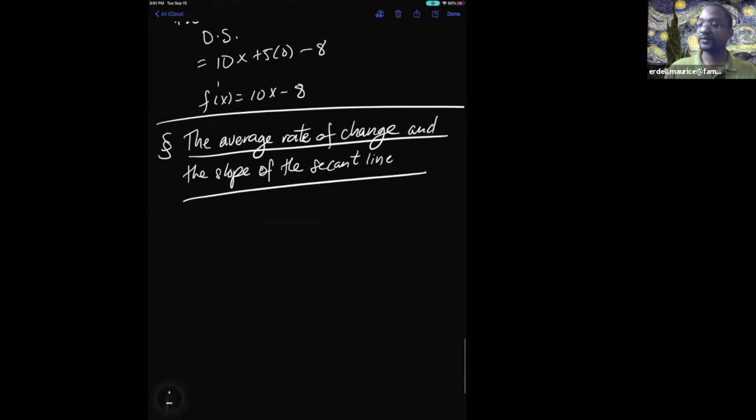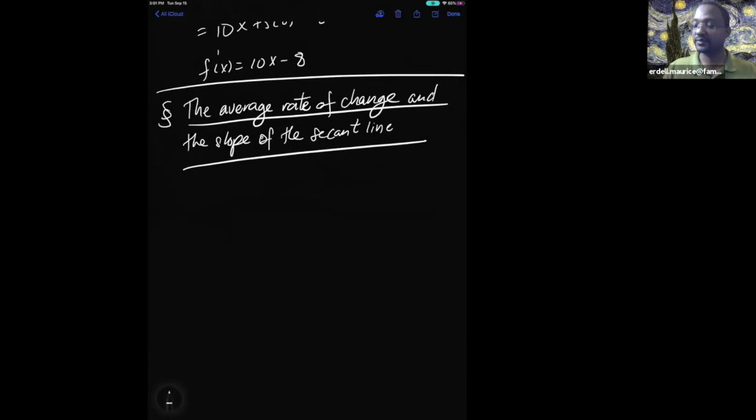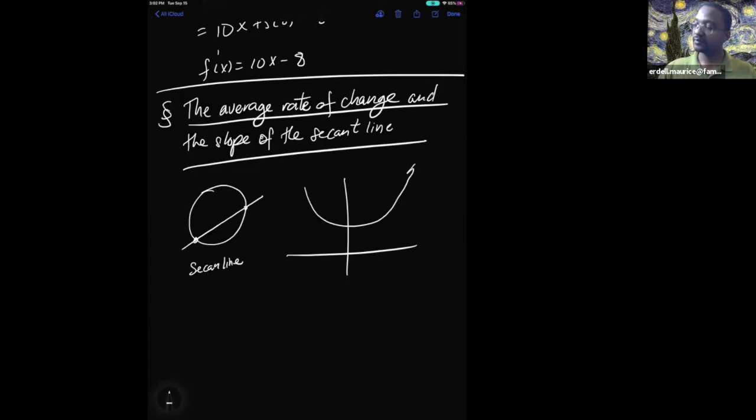All right, so first things first, let me remind you what a secant line is. If I have a circle, any line that goes through 2 points on the circle is defined as a secant line. If I have a curve, like a parabola, any line that goes through 2 points is also called a secant line.